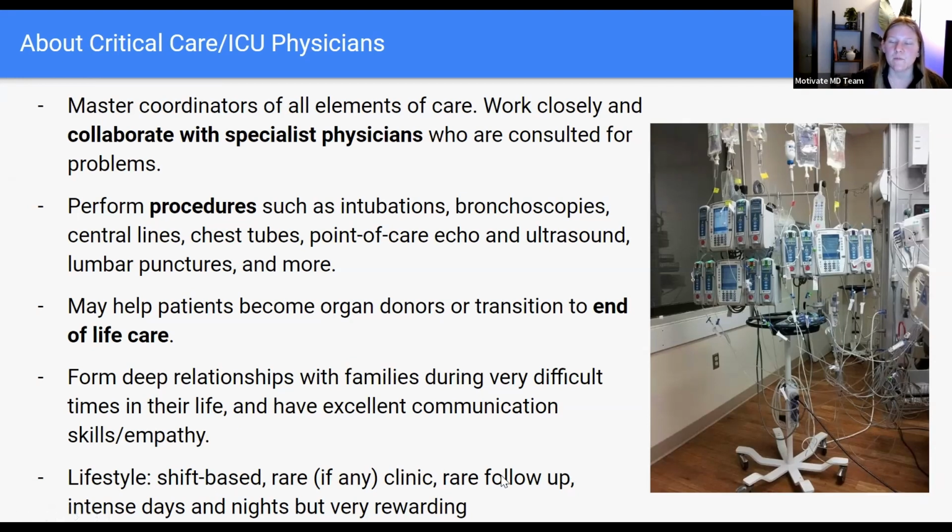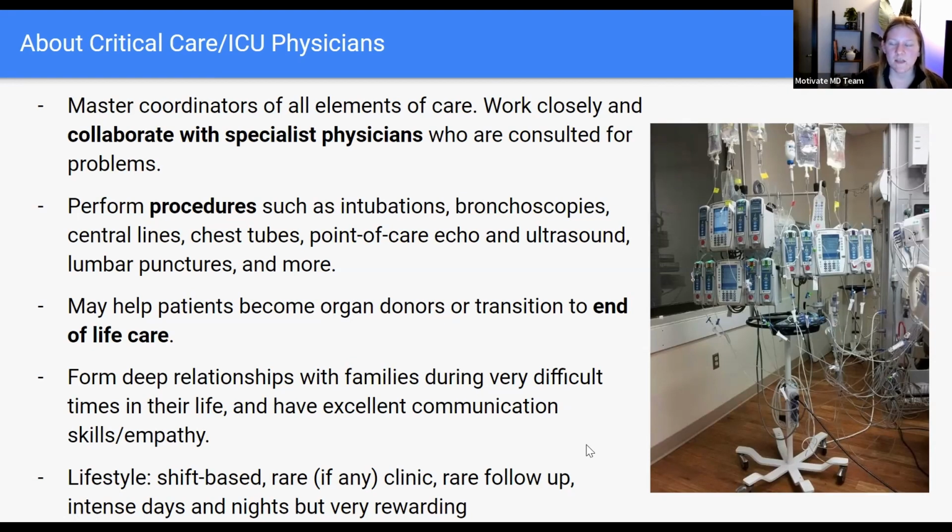Some downsides would be that once your patients are good enough to move out of the ICU, it's very rare that you would have follow-up about these patients and how they ended up doing, unless they choose to stay in contact with you and provide you with updates. But it's not like in other specialties where you would be able to see them in clinic in 6 months or whatever.